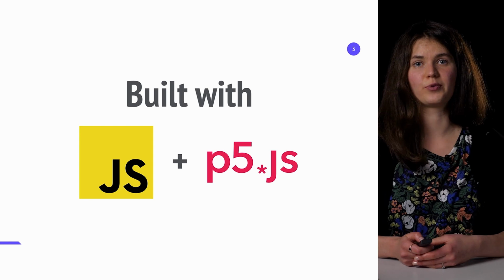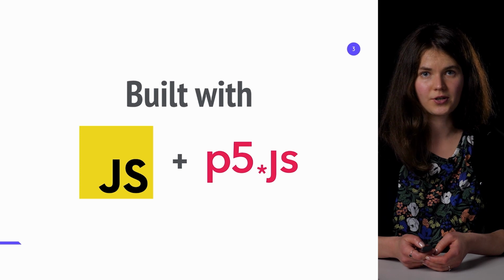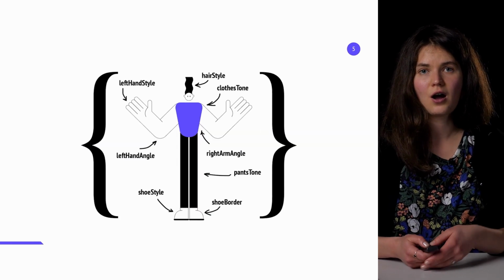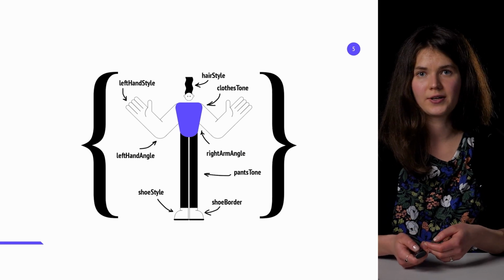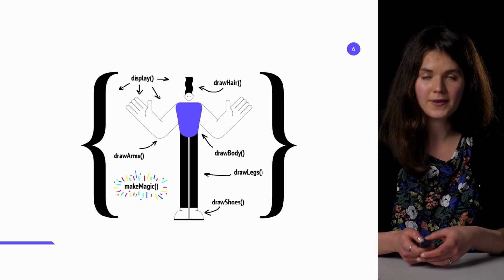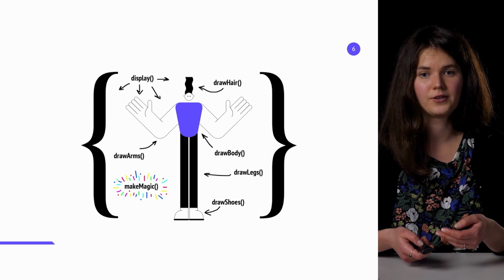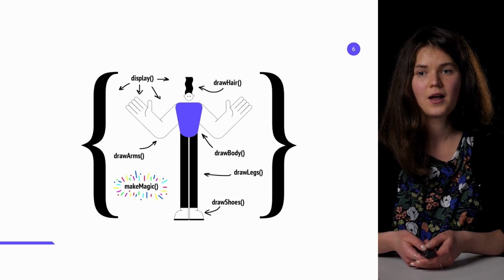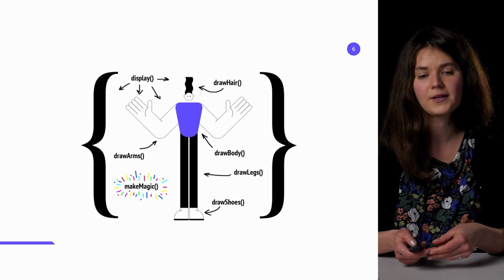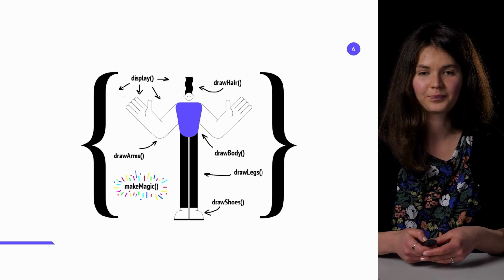First, Randolor is built with JavaScript and p5.js. And the character itself is a plain JavaScript object, which has some properties which describe the options that the user has selected. And also, this object has some methods that we use to represent the figure of the character itself. And also, the object has a special method called makeMagic, which we'll consider a little bit later.